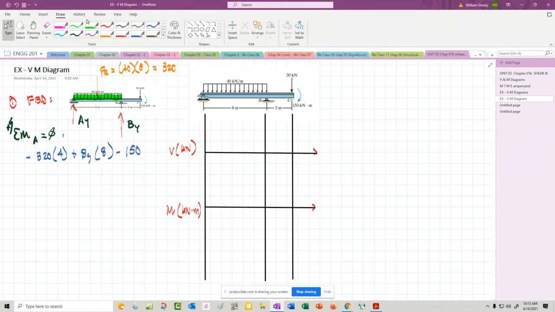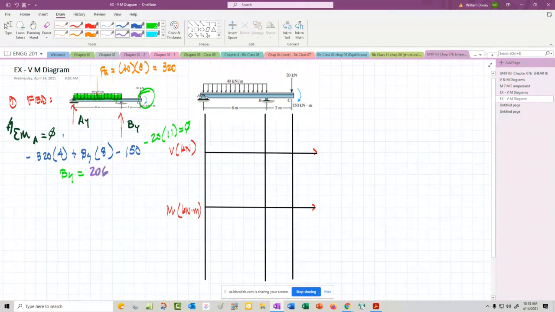That's how we include that one. And that'll be a minus at the end here, 20 times 11. That should equal 0. And if I go through that mess of BY, I think it comes out to be about 206. And then I can sum forces in the Y direction equal to 0, positive up.